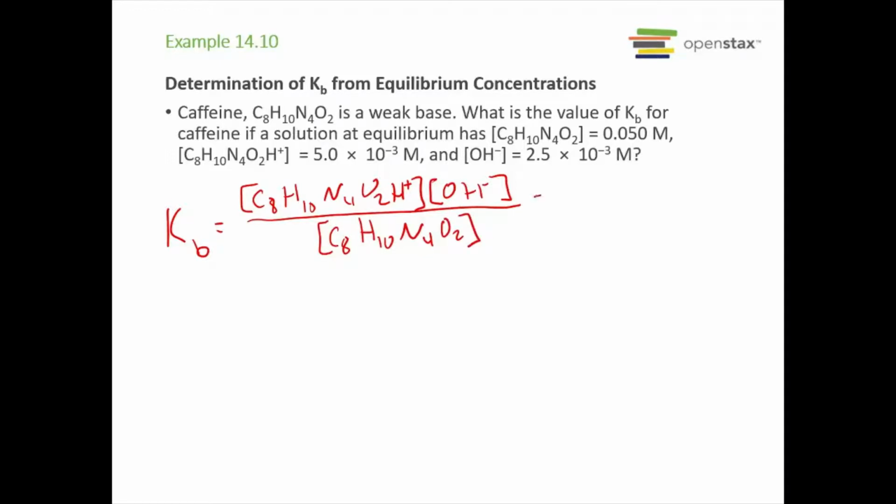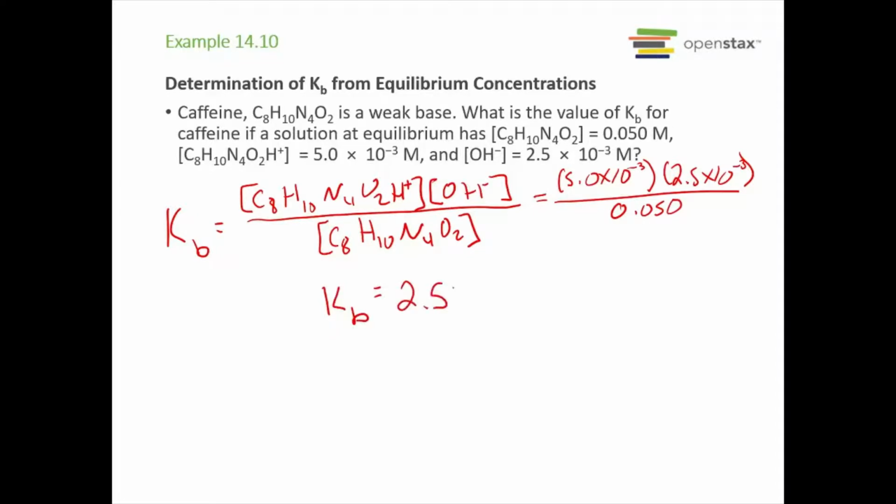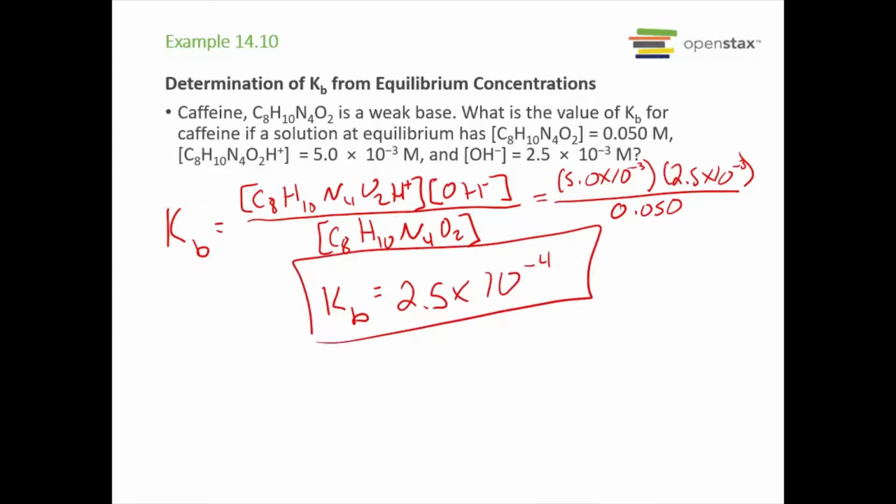And we were given our concentrations, so we were told the acid concentration is 5.0 times 10 to the negative third times OH of 2.5 times 10 to the negative third over base, which at equilibrium is 0.050. So then put that all into our calculator, we get 2.5 times 10 to the negative 4th power for Kb.